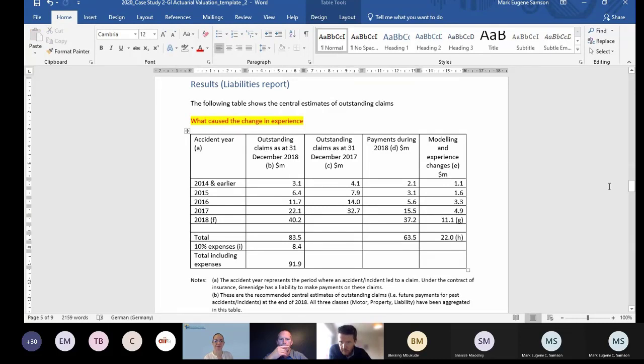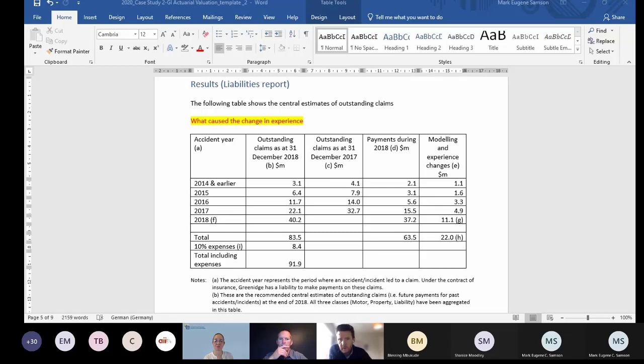So his question: what do we do with the reserve deficit? I think it's a brilliant question. This is actually what we can do to do a sense check on the MOCHI. If you look at the modeling experience changes in column E, that's basically the deficit. And as Jeff was saying earlier on, for 2014, they were short 1.1 million. And for 2015, they were short 1.6 million, and so on.